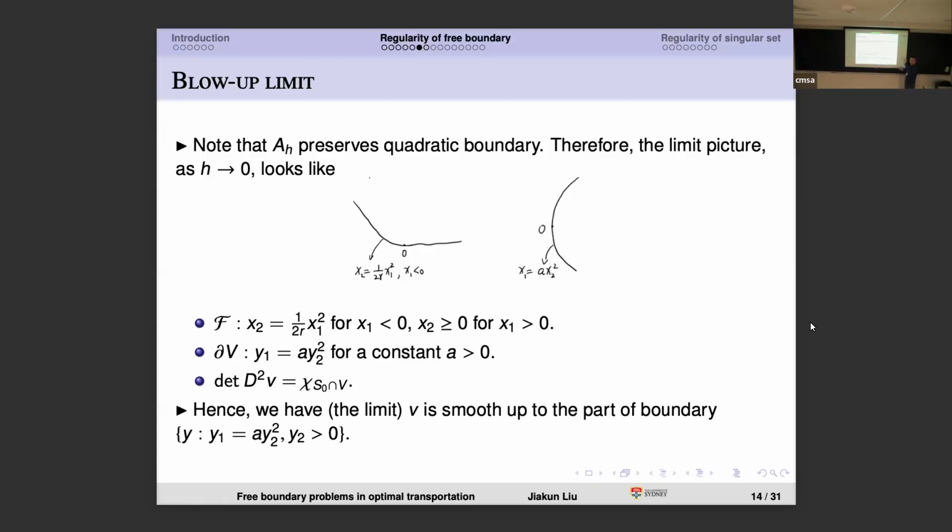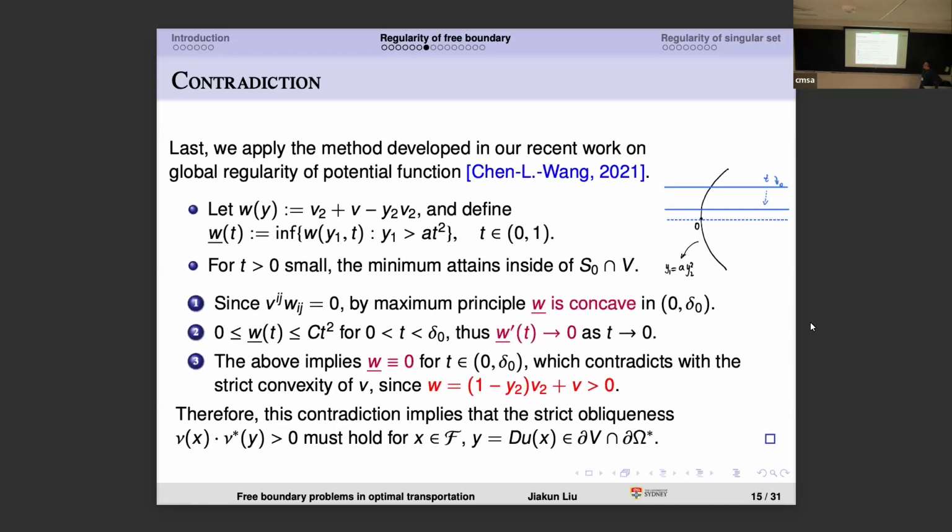So therefore, we know it's an optimal mapping. It's an optimal transport from a very nice domain to another very nice domain. So you can use approximation to prove that such a limit function v is actually smooth. I mean, at least it's smooth on the upper half. Don't touch the lower part. So the upper part is smooth.